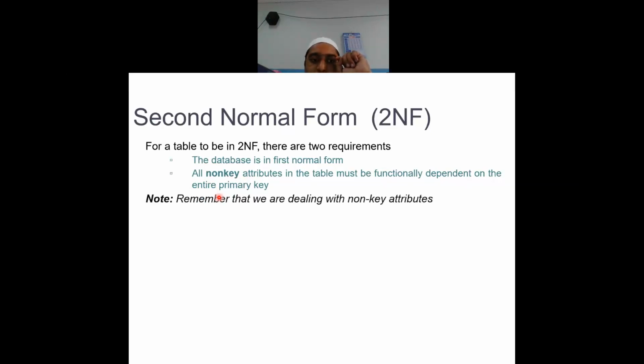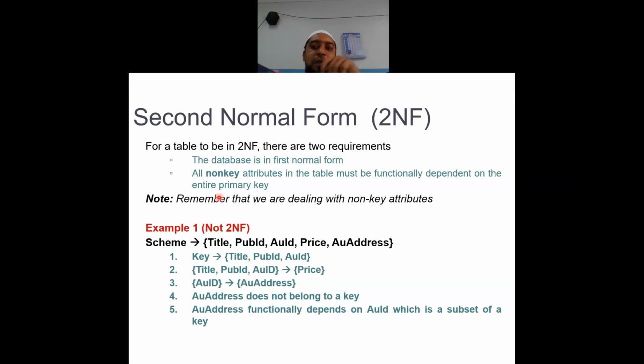So for that reason, we have seen certain schemas here. The first one being title, publication ID, author ID, price, and author address. And the primary key that was given to us was title, publication ID, and author ID. And we have seen that author address, being a non-key attribute, is dependent only on the author ID. The author ID is not the entire primary key, it is one of the columns in the primary key. That's why this particular schema is not in second normal form. We have to decompose it.